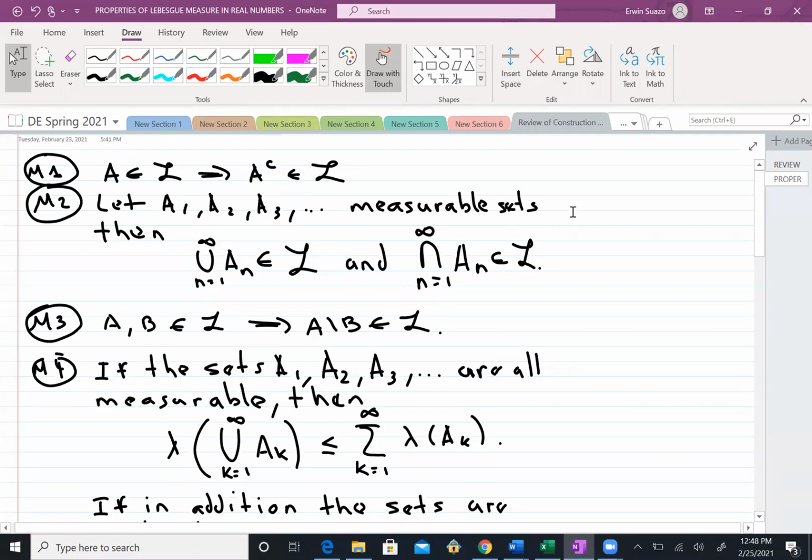Okay, guys. So I want to make a review of the construction of the Lebesgue measure. Okay, so all that we have done.